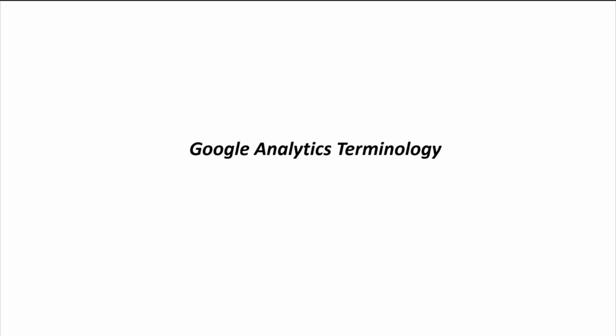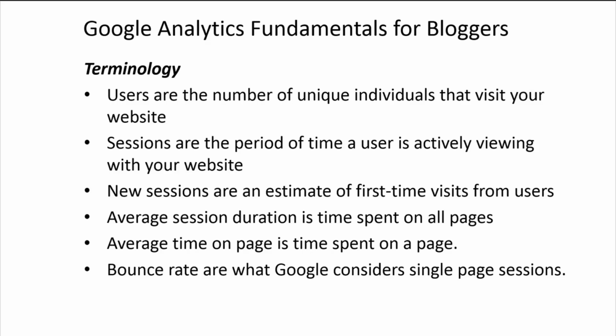Let's talk about some terminology that we're going to run into in Google Analytics. Now, one of the things to be aware of is that some terms are probably straightforward, but some are not as straightforward as they would seem. For example, users and sessions would sound fairly straightforward, but in reality, the way Google measures these may not be as straightforward as you may think. For example, users are the number of unique individuals that visit your website.